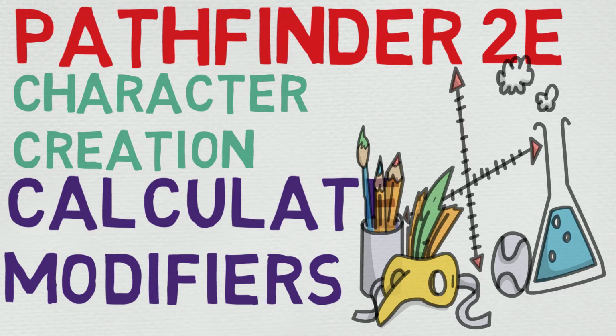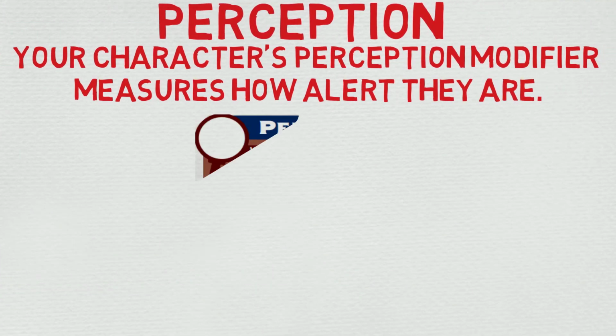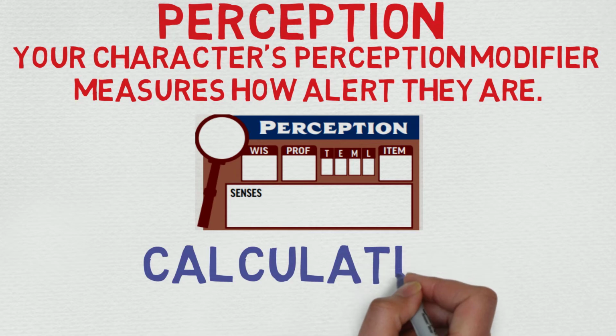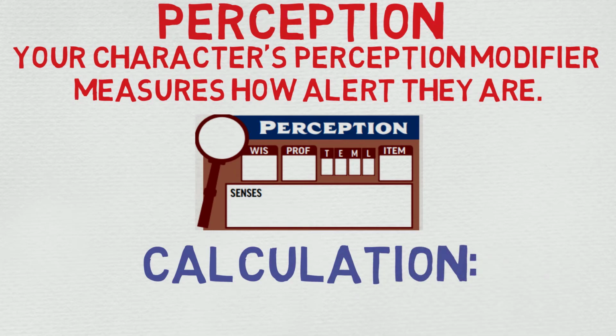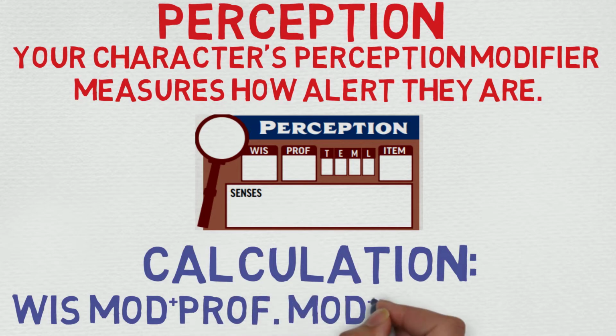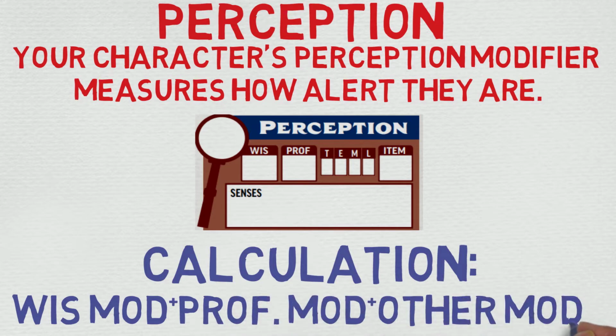So let's take a quick look at the first modifier, and that is perception. Now, your character's perception modifier simply measures how alert they are. That being said, however, perception has a ton of benefits to it. The main one, of course, being your initiative. The vast majority of the time, your perception is going to be your initiative modifier, so better perception means you get to go earlier on.